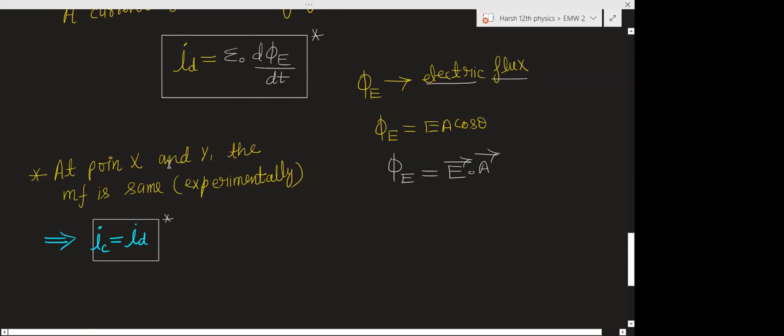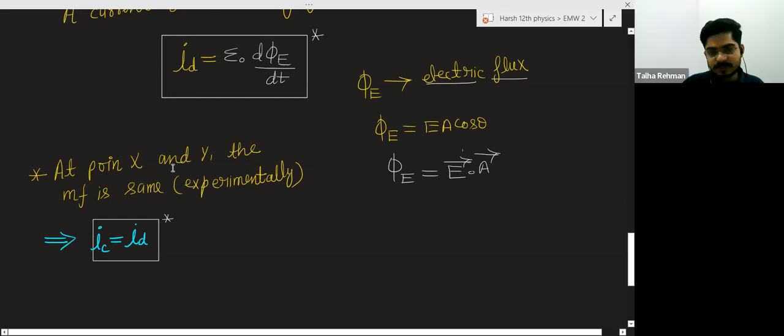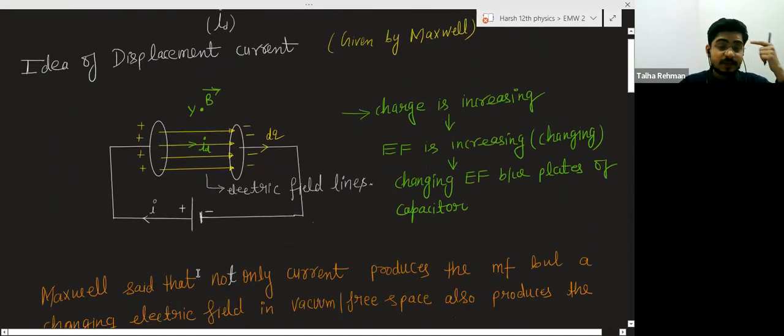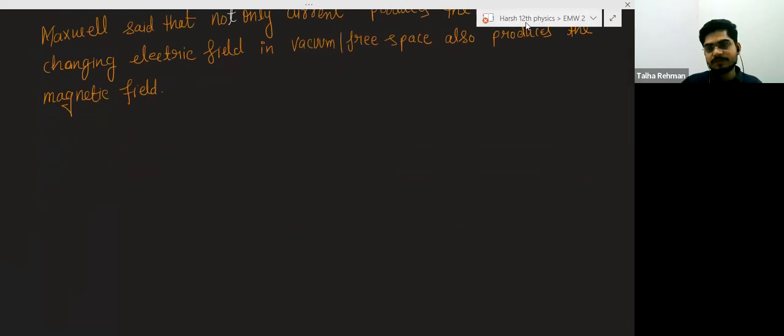Experimentally it was found that the displacement current and the conduction current are the same. At points x and y the magnetic field is the same, so the conclusion is that the displacement current and the conduction current are the same. This is the concept given by Maxwell.